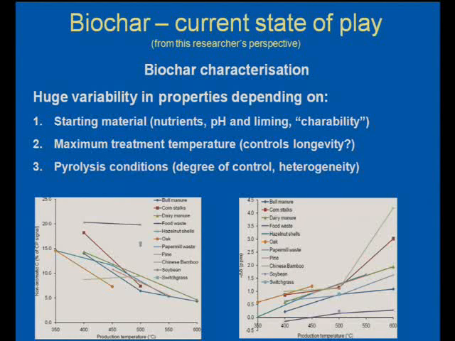What we found by looking at this large number of biochars that have been produced in labs or produced commercially is that there's huge variability depending on the starting material, the treatment temperature, so what temperature you're pyrolysing at, and the pyrolysis conditions. In terms of starting material, it's going to affect the concentration of nutrients, the liming value, and also it has an effect on how charry the char is.